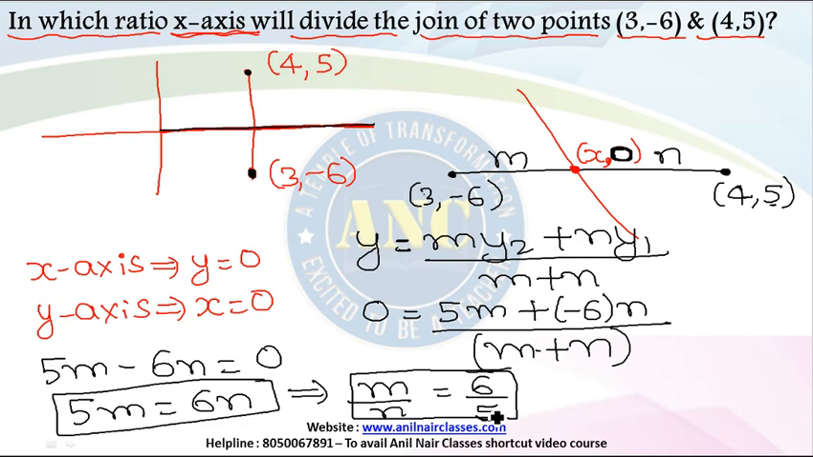Now, simple logic. If the answer you are getting is a positive value, then it is the internal division formula. If you get a negative value, then it is the external division formula. Do not worry too much about that point. I hope the idea is very clear.